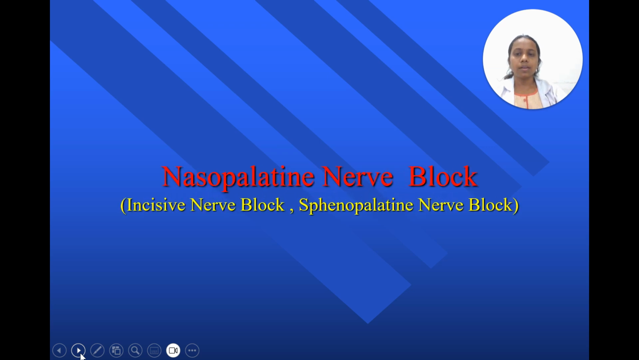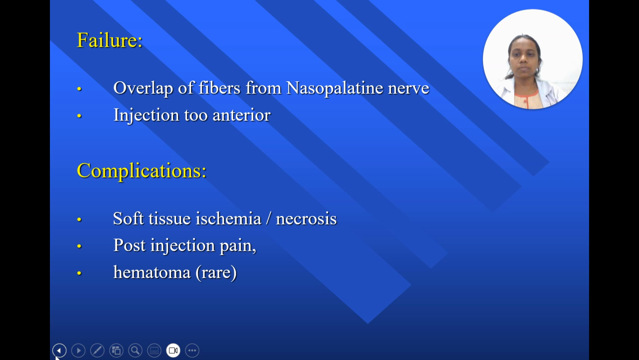Coming to the complications: soft tissue ischemia or necrosis, and post-injection pain could be there. Hematoma formation is quite rare, and if this technique fails, sometimes it could be because of overlying or concomitant innervation from the nasopalatine nerve in the area of the premolars.